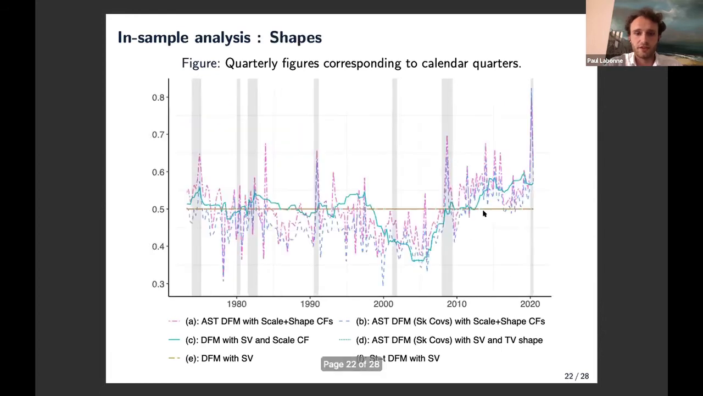Here is just the estimate of the location. Here is the estimate of the shape, so the skewness. The interesting thing is that in terms of recession, the skewness typically jumps, which means that this distribution is skewed toward negative values.